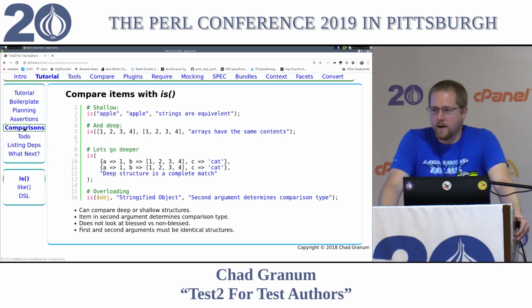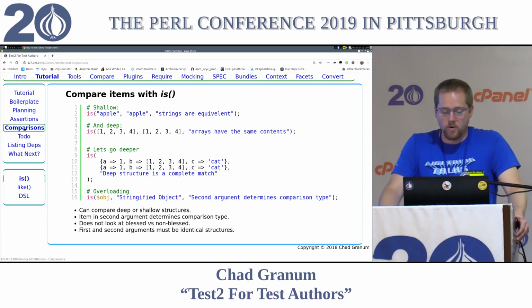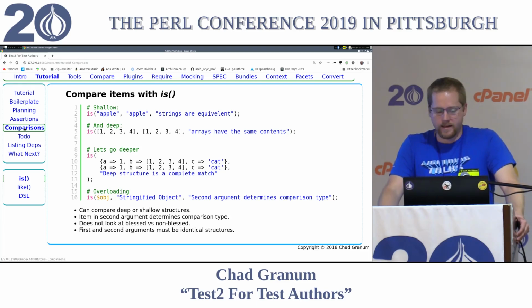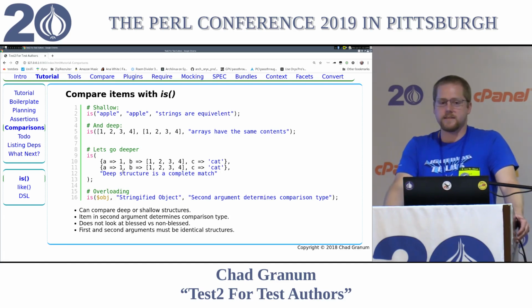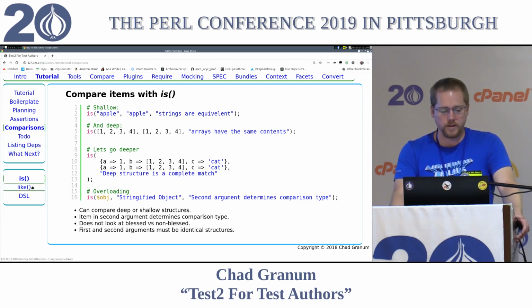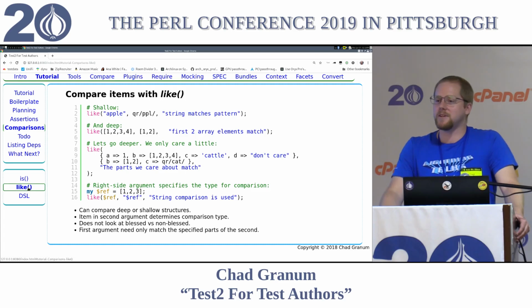Comparisons. This is a spot where there's a big difference from Test::More, because in Test::More, is was just a string compare. With Test2, Test2-Suite specifically, is is always a deep compare. So you can just give it an array and what you think the array should look like. You can also take strings, but essentially is is equivalent to is_deeply, but with much better diagnostics that I'll be showing you later.